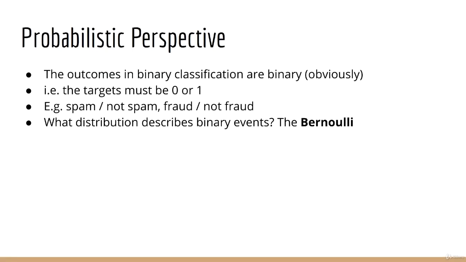Since we know that this is going to be based in probability, let's think about the associated probability problem. We know that the outcomes, the y's, must be binary. That means the targets in a binary classification problem must be 0 or 1, spam or not spam, fraud or not fraud, etc. The next question is, what distribution is used for binary events? The answer is the Bernoulli distribution.